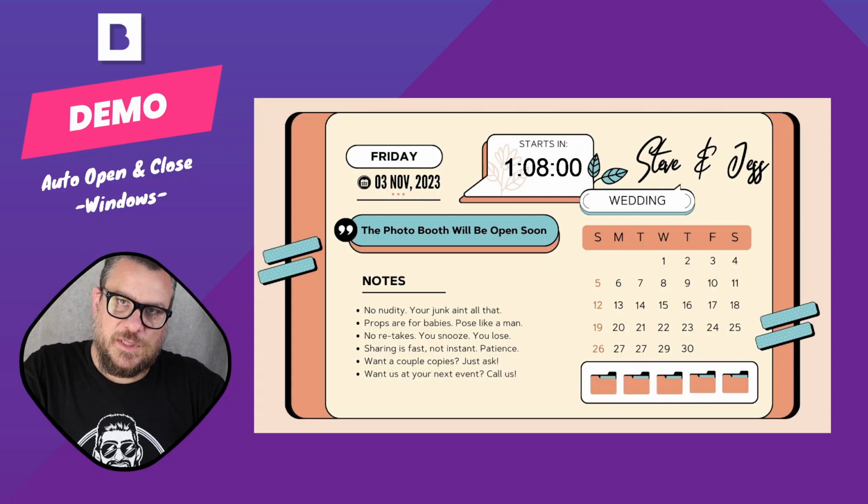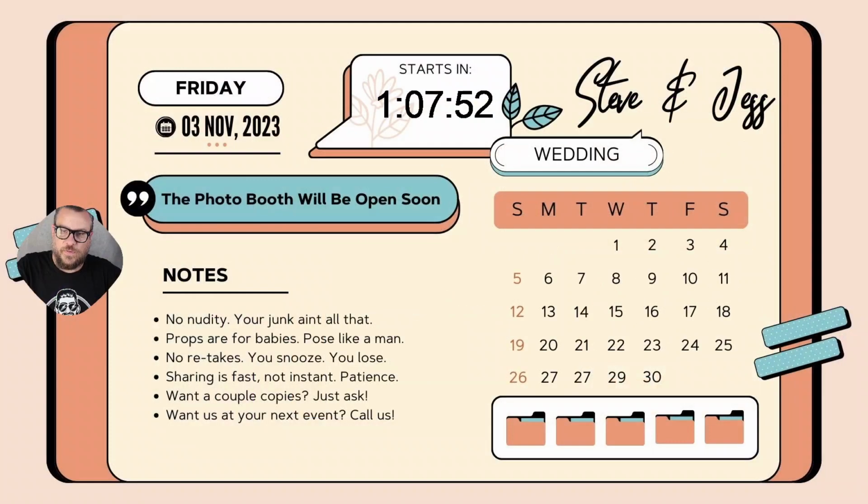In Breeze Booth for Windows, you can set the photo booth to automatically open and close based on time intervals that you specify. So this is what the screen would look like before the booth is open. I've designed a graphic here just with a few fun elements on it, and we've got a countdown to how long before the photo booth will be open, so about 1 hour and 7 minutes. When the countdown hits 0, then the booth will automatically open and guests can start taking photos.